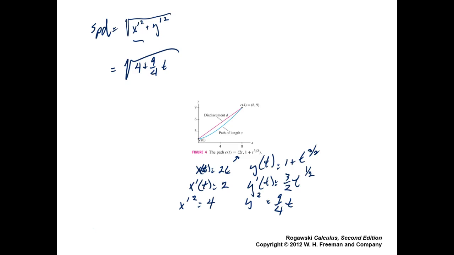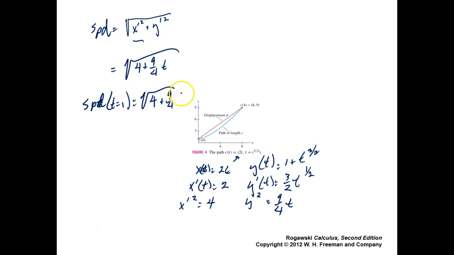All right. And when t is equal to 1, that's what it's asking for. What is the particle speed at t equal 1? So the speed at t equal 1 would be the square root of 4 plus 9/4.